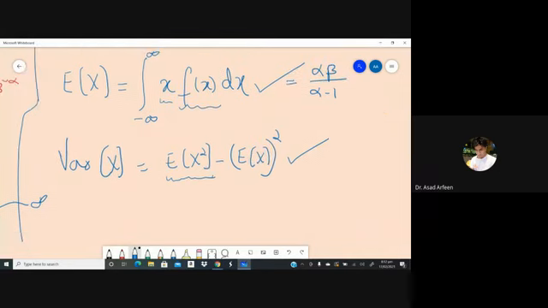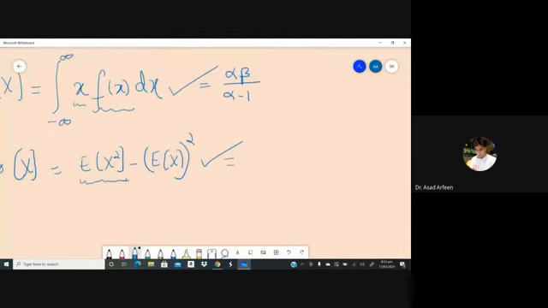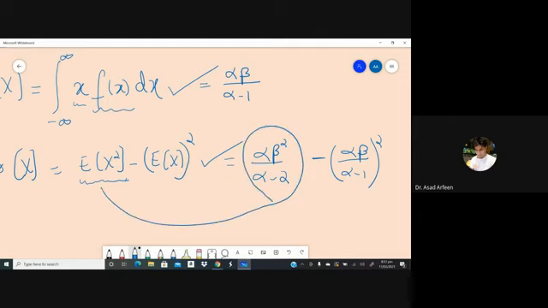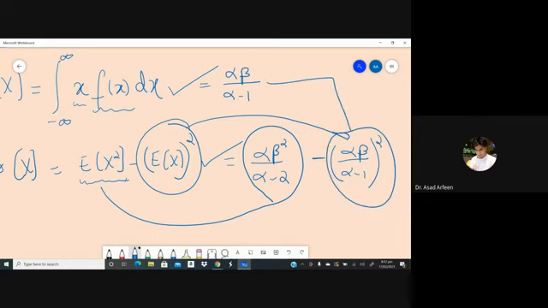And for variance, it should come out to be, I think this part can be written like this: alpha beta over alpha minus 1 square, and then this is alpha beta square over alpha minus 2. So this is actually this part, and this is actually this part. This is just a square of the mean value. So don't worry about this.